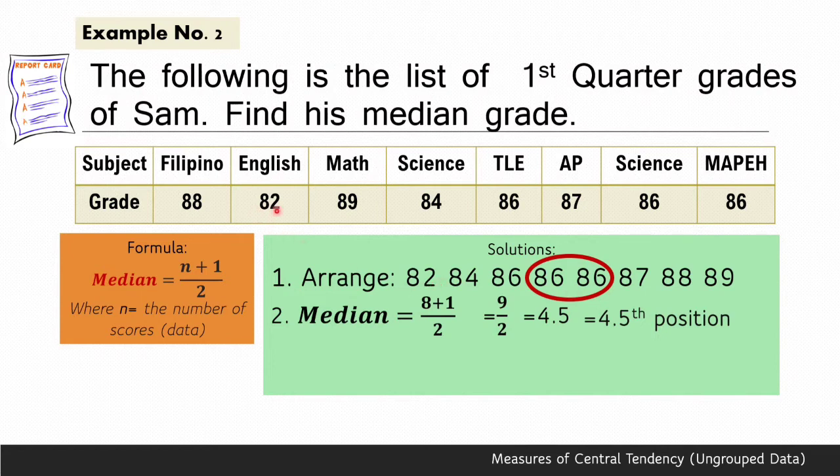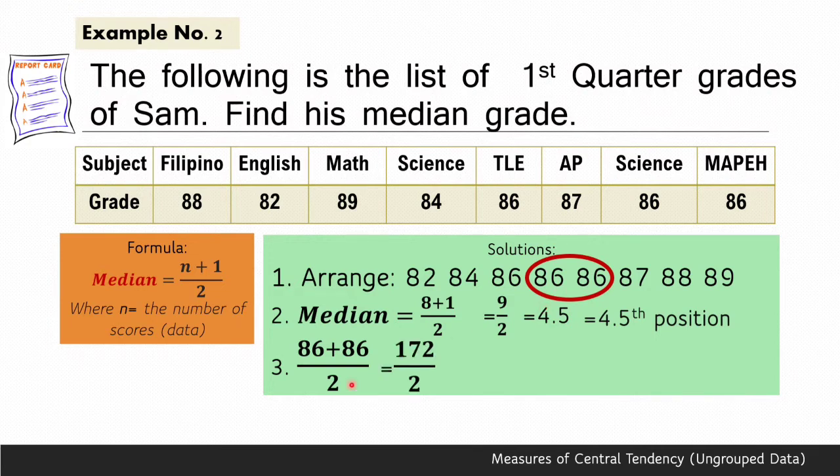As I've said earlier, we have 8 scores here. In the earlier example, we only had 3 data, 3 scores. So it's easy to find the middle score since it's an odd number. But again, in an example like this with an even number of scores, we will have to further add the 2 scores in the middle, and we have to divide by 2.